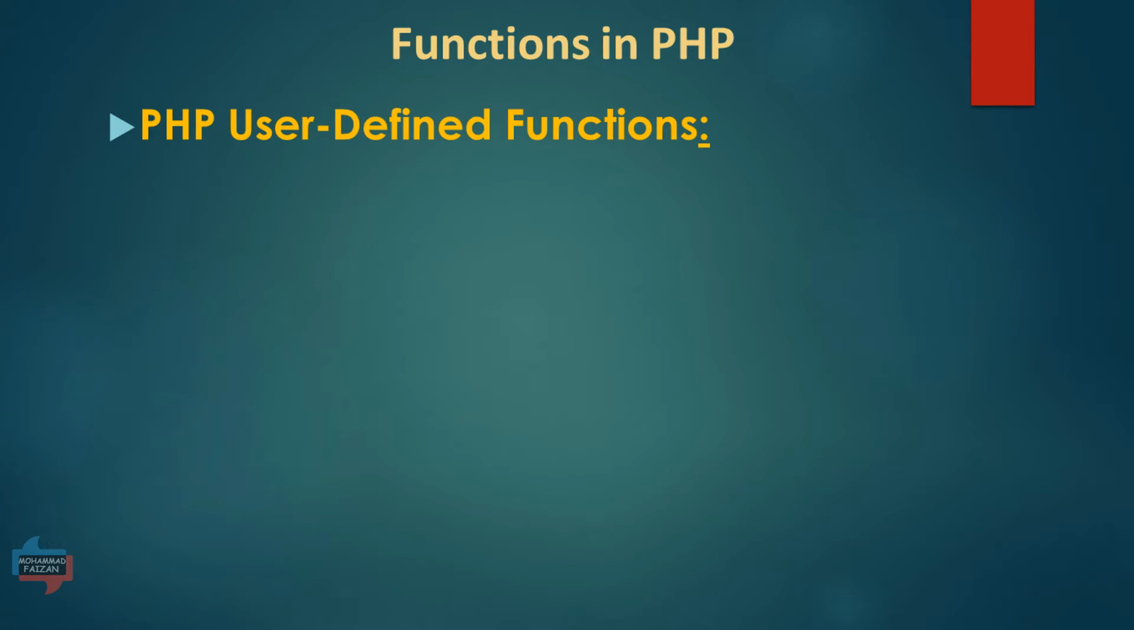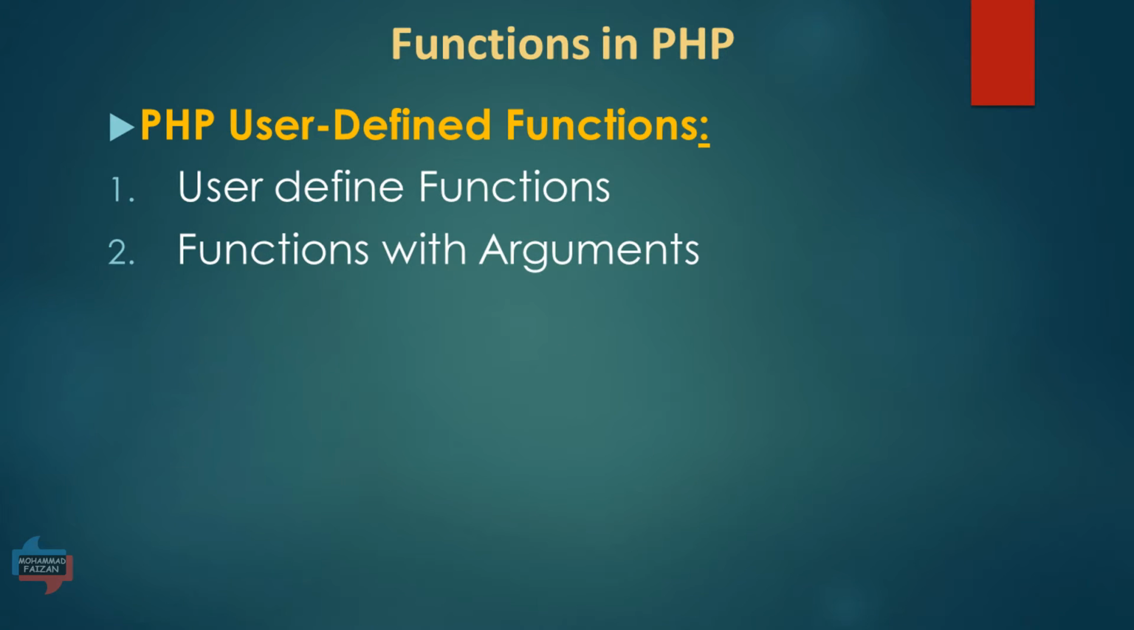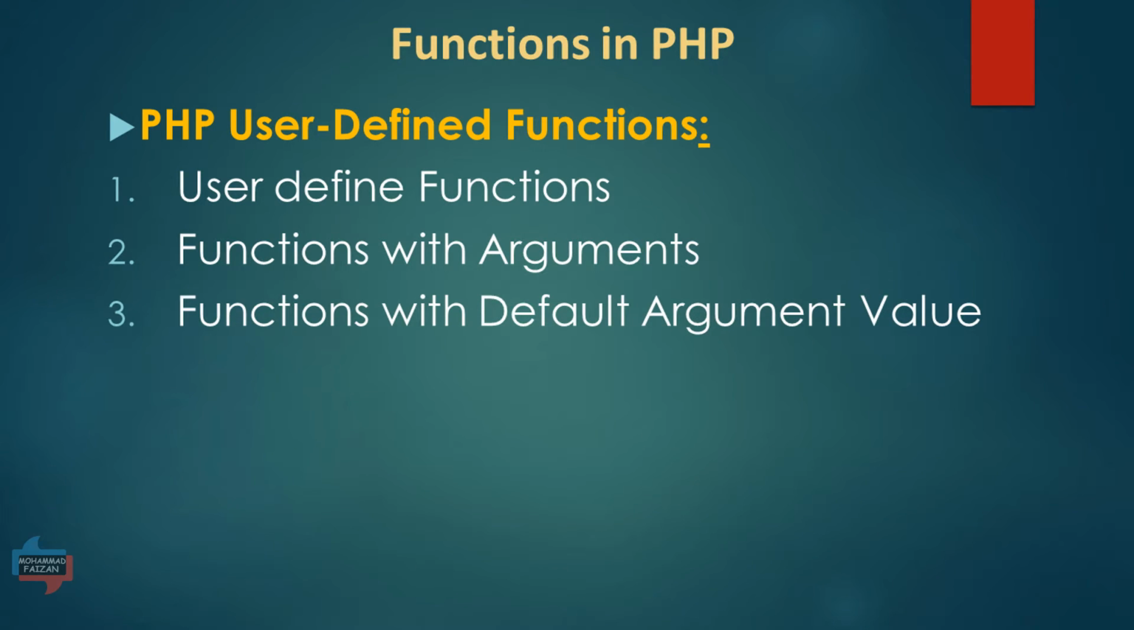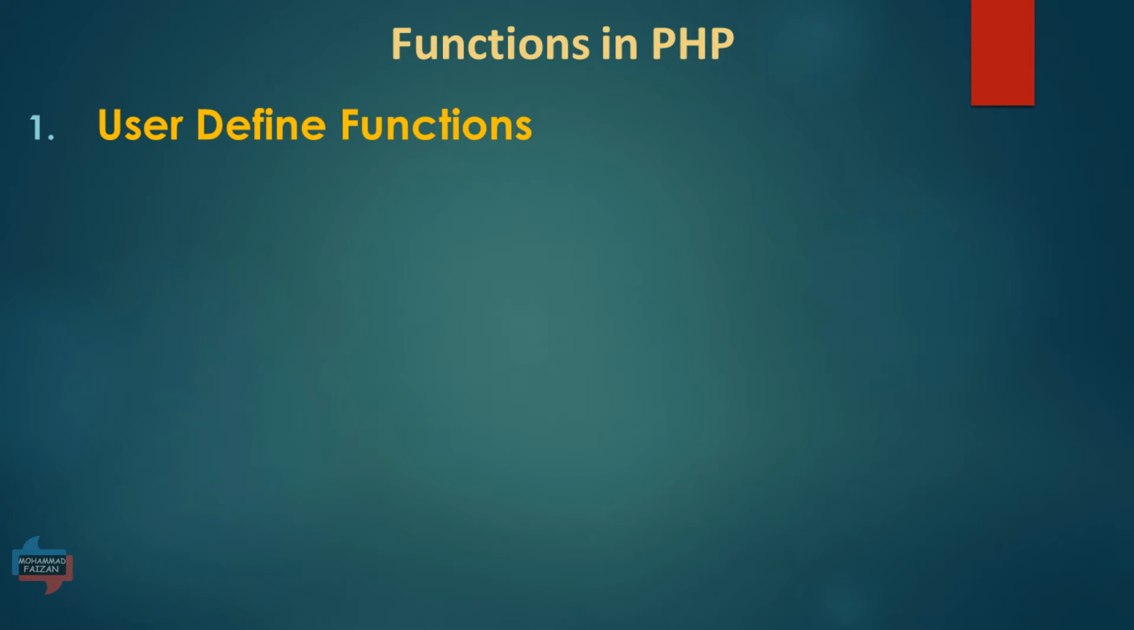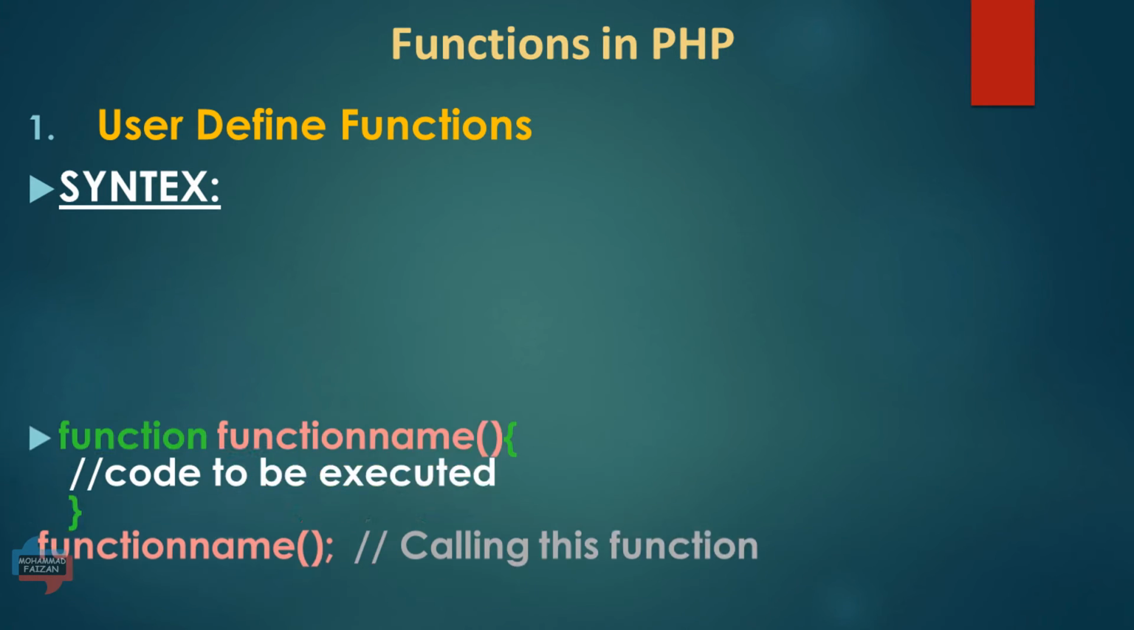PHP user-defined functions. First is the user-defined function, second is function with arguments, third is function with default argument value, and fourth is returning value from a function. These four are all PHP user-defined functions. In these four ways we can define a function in PHP. So first is user-defined functions. How can we define them? Let's see the syntax.